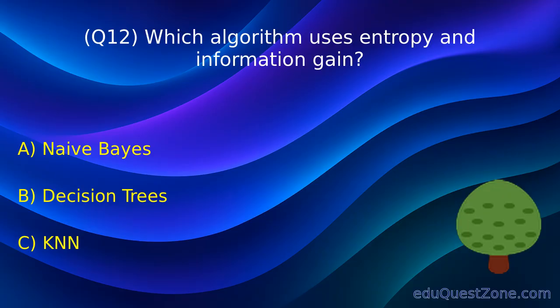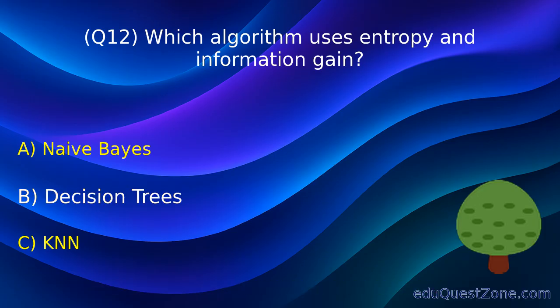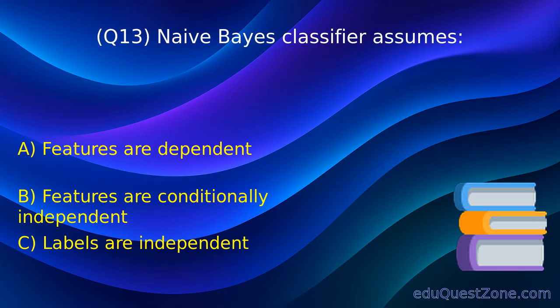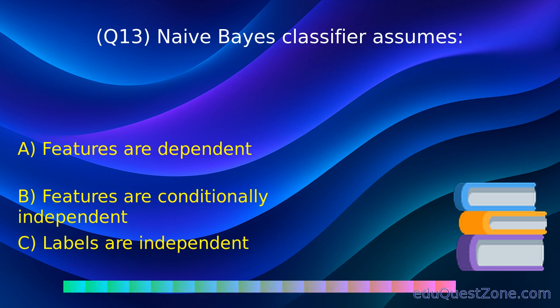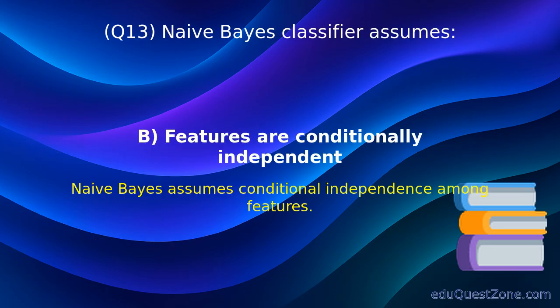Question 12. Which algorithm uses entropy and information gain? Option B. Decision trees. Decision trees use entropy and information gain. Question 13. Naive Bayes classifier assumes what? Option B. Features are conditionally independent. It assumes all features are conditionally independent.